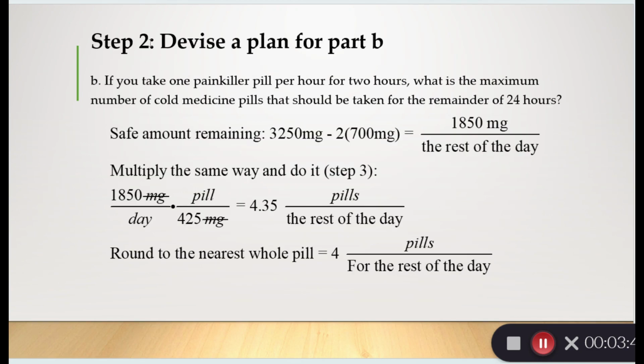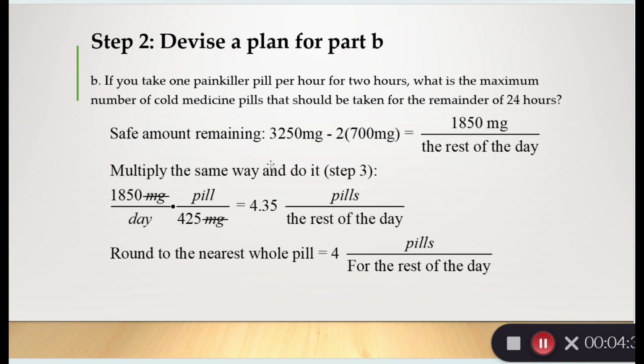Again, we're going to talk about step 2, devise a plan, for part B. It says if you take one painkiller pill per hour for 2 hours, what is the maximum number of cold medication pills that should be taken for the remainder of the day or 24 hours? We know that the painkiller pills have 700 milligrams each, and we're taking 2 of them, right? So that would be 1,400. So we ask, how many milligrams are left over that's safe? We're going to take the maximum amount, subtract the 1,400 from that, and we're left with 1,850 milligrams for the rest of the day.